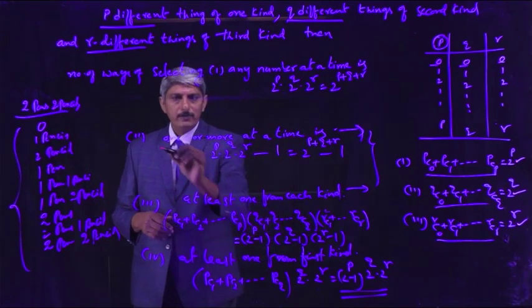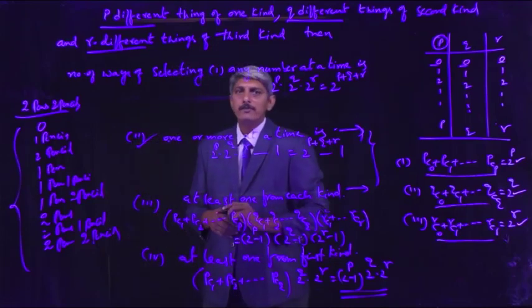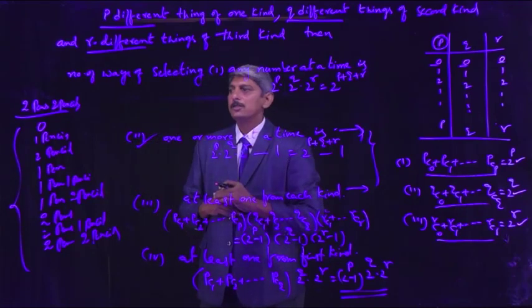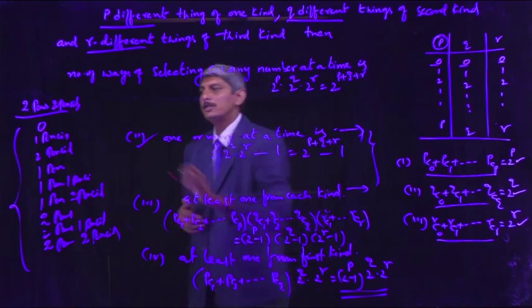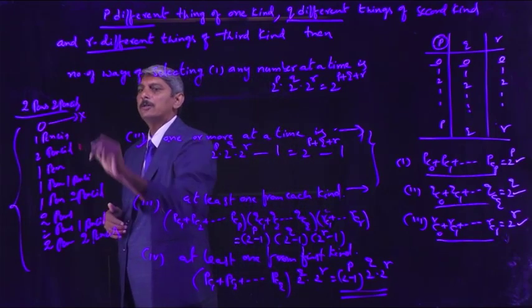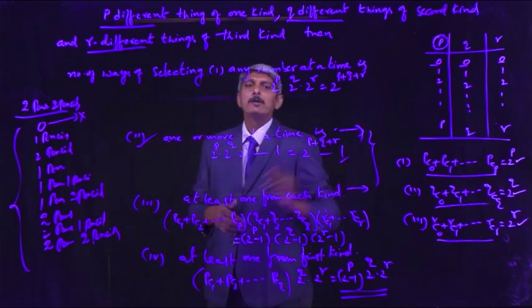But here, one or more at a time means excluding 0 things. How many such cases? 0 things, only one case. By excluding this one, we get the required number of cases.